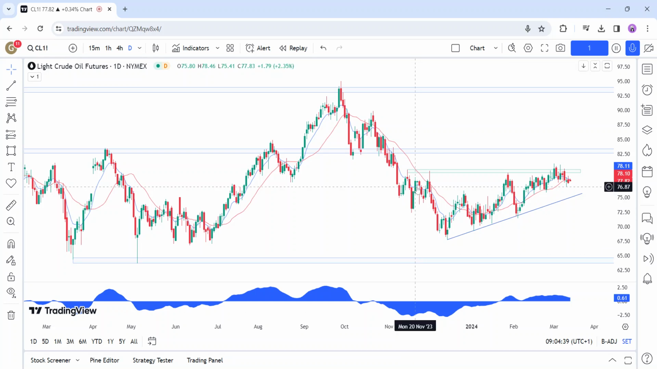Hi everyone, this is a technical analysis on WTI Crude Oil. Let's start with some fundamental background first.